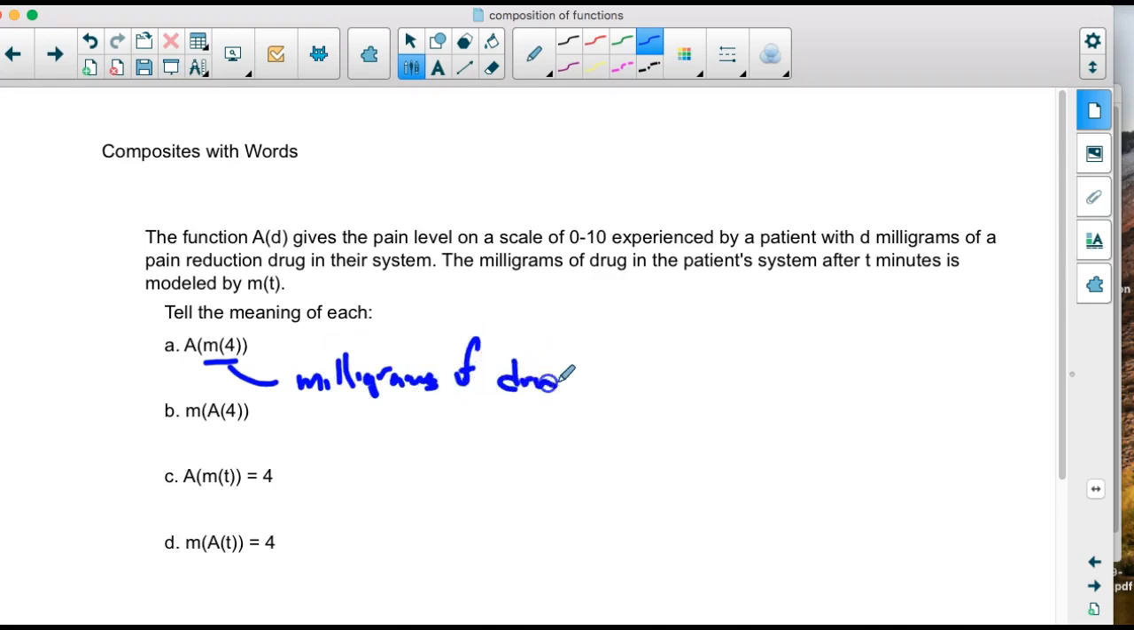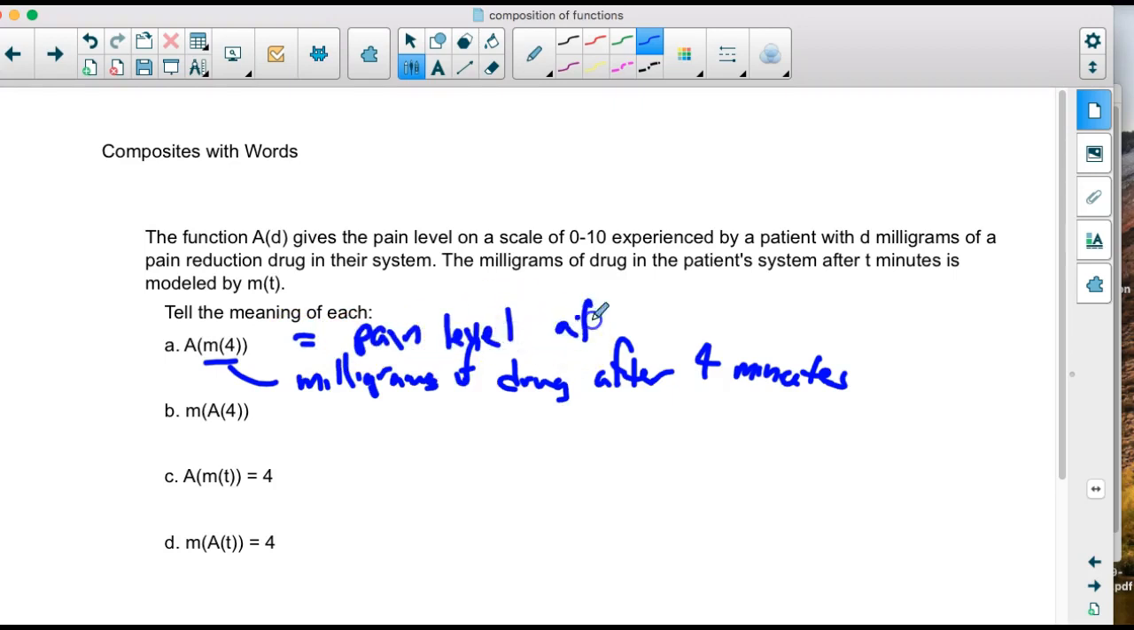this is the milligrams of drug after 4 minutes. And A of that is the pain level. So this whole thing represents the pain level after administering drug for 4 minutes.